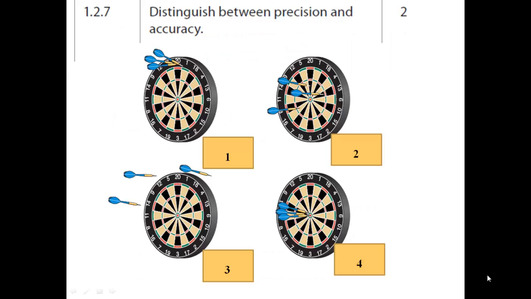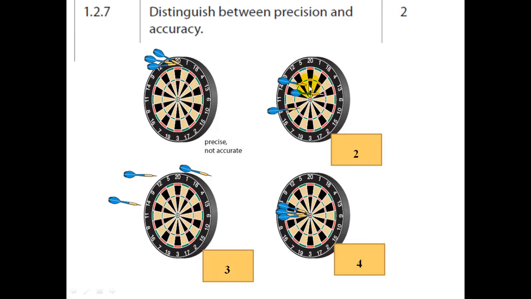Let's look at these. Somebody's throwing some darts at a dartboard, and we have to differentiate between precision and accuracy. Now, number one, all the points are fairly close together, but they're not very close to the target. So it's not very accurate. However, it is precise. So there's a small random error, but there's a systematic error which is quite large. So this is precise, not very accurate.